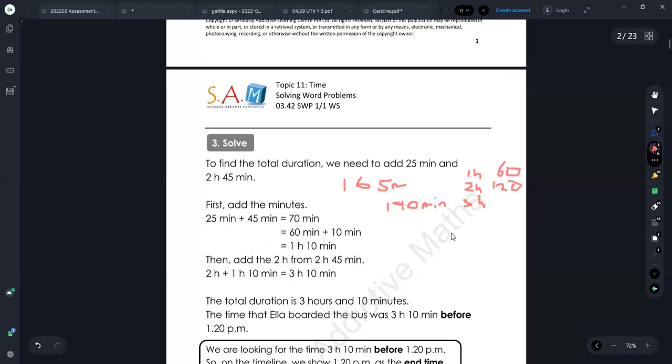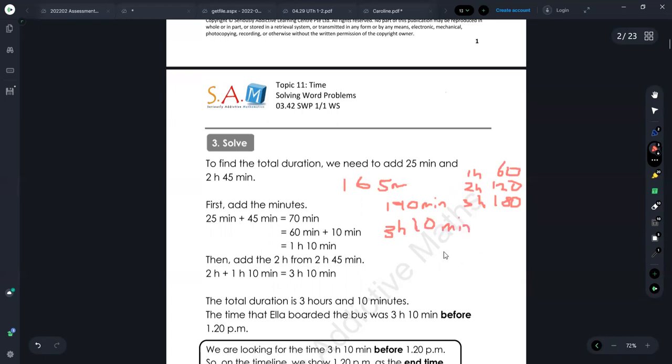So what is 190 minutes? They know that 3 hours is 180 minutes. So 190 minutes, you split up into 3 hours, and then 190 minus 180, you get 10 minutes. So the answer is 3 hours 10 minutes. So that's one way you can teach them to do it: convert into minutes first.